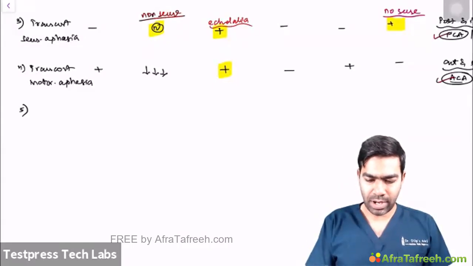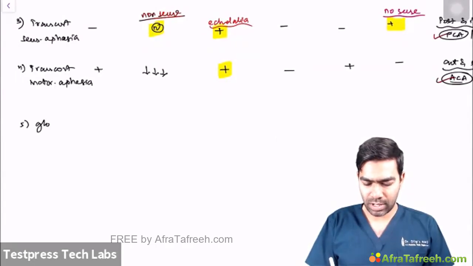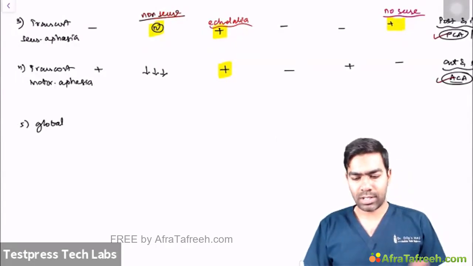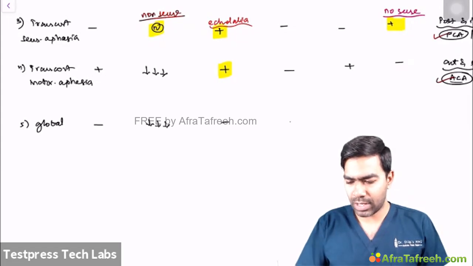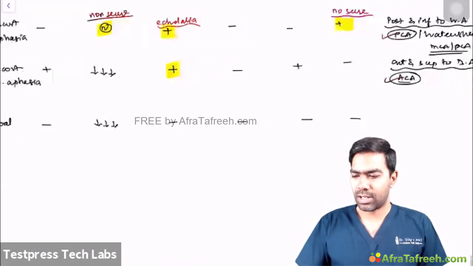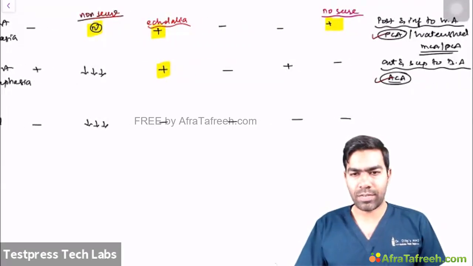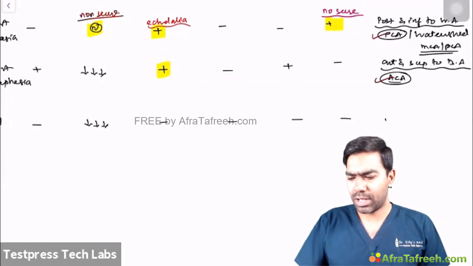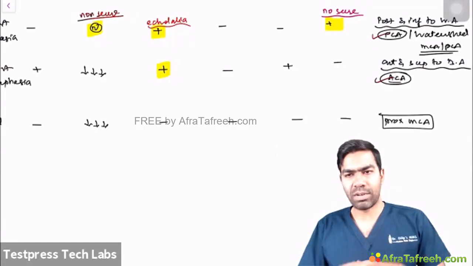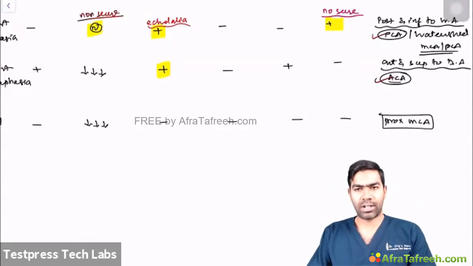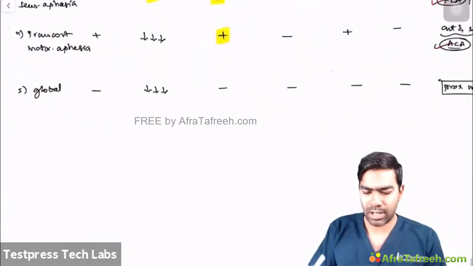Then point number 5, the fifth thing, is global aphasia, which is very easy to understand. As far as global is concerned, nothing will be intact: fluency will be decreased, comprehension will be lost, repetition will not be there, naming will not be there, reading, writing, nothing will be there. It's easy to find out global aphasia. And very commonly, it will be a very proximal MCA territory lesion, which means it will not be specific to the superior division or inferior division. Even before that, the MCA will be affected. So it will usually be a proximal MCA territory.